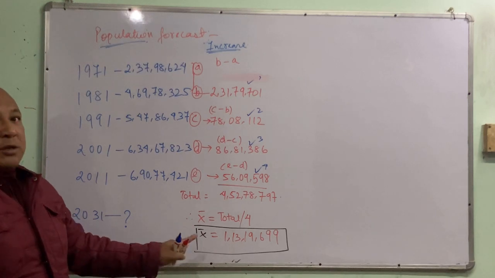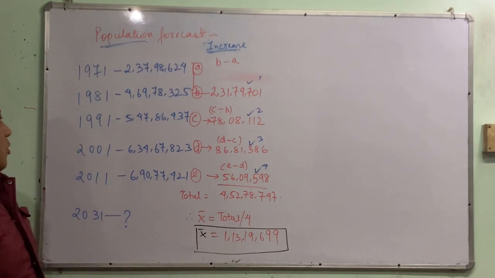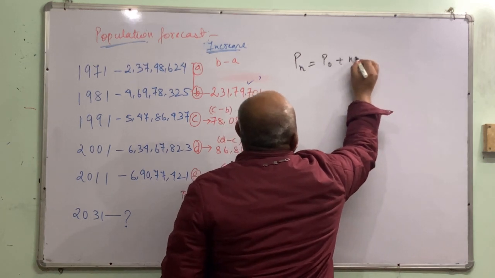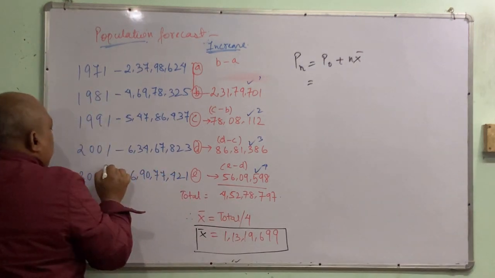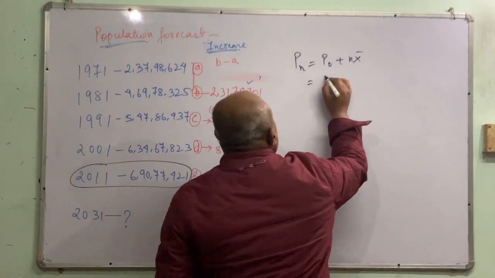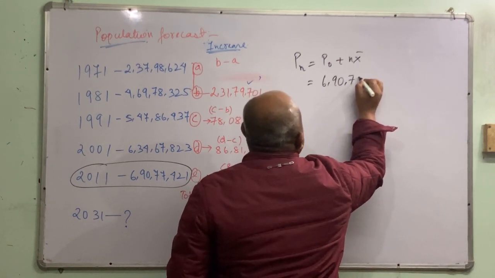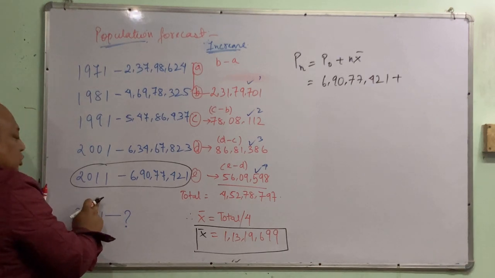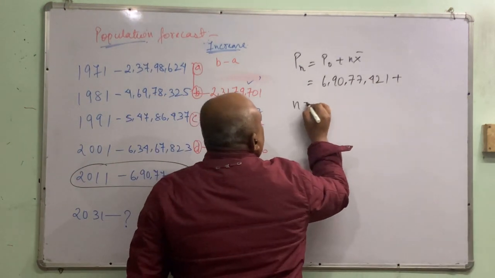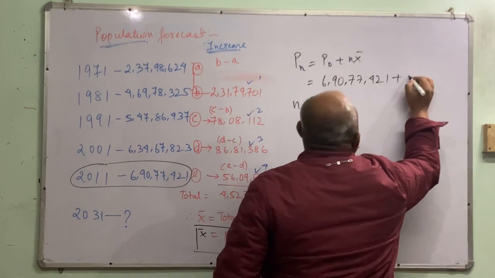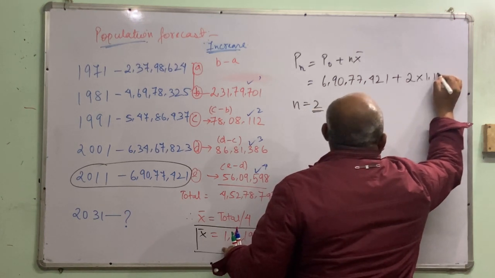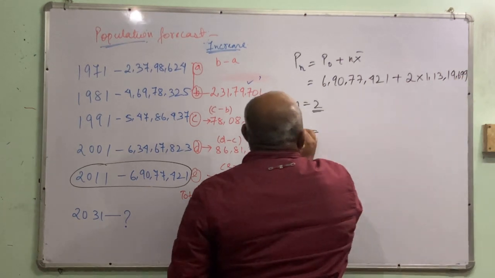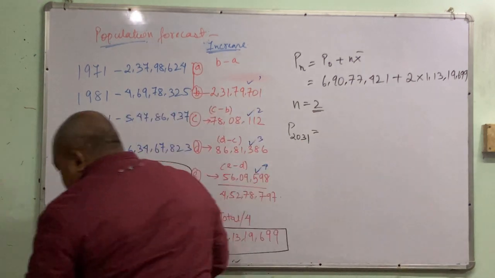I can now find a population, but let me not do it over here. Or else, if you want to find it, Pn is equal to P naught plus N x bar. What is P naught? This is P naught, the latest population that we have, 690,77421, the initial population. N is how much? 2011, 2021, 2031. N is equal to 2, that is 2 decades. Therefore, it is 2 into x bar, which is 113,19699. This gives P 2031.